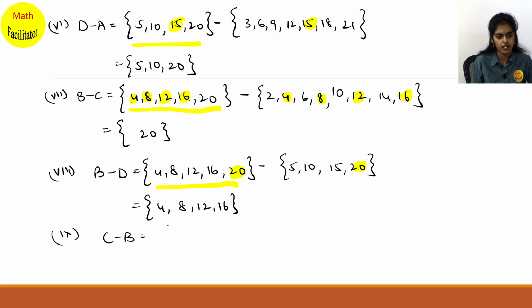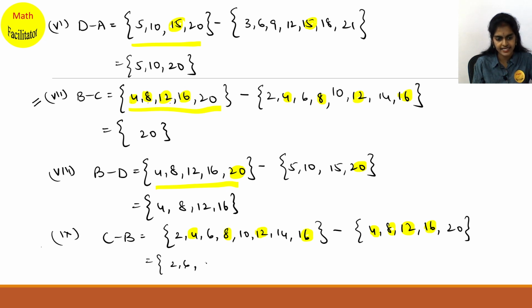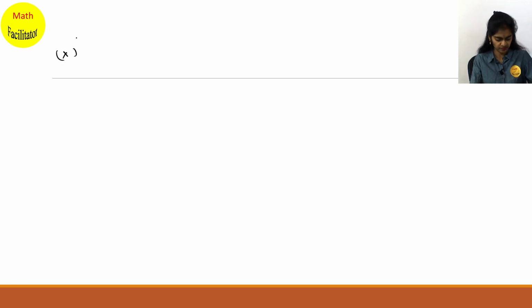Let us take the next one, C minus B. You found B minus C earlier; let us find C minus B here. C is 2, 4, 6, 8, 10, 12, 14, 16, and B is 4, 8, 12, 16, 20. In C minus B, which are the common elements? 4 is common, 8 is common, 12 is also common, and 16 is also common. So what are the remaining elements in C? The remaining elements are 2, 6, 10, 14.